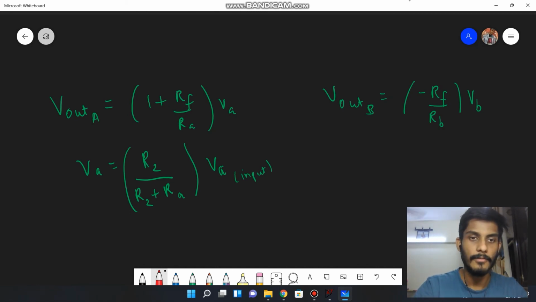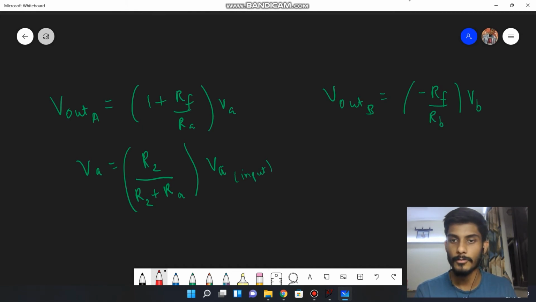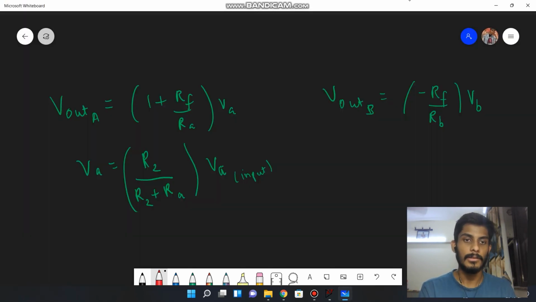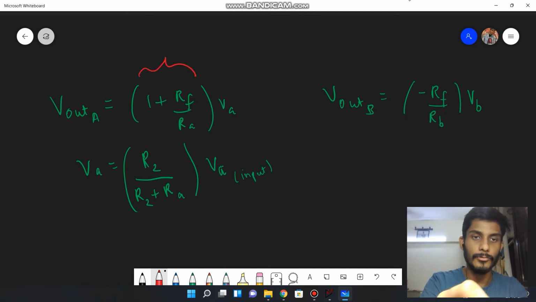So here we have 1 plus Rf by Ra into Va, which gives us the Vout A. And in order to get Vout B, we have minus Rf by Rb into Vb. Let us now substitute the values of Rf and Ra into the equation. We are taking Rf, Ra, and Rb as 10 kilo ohms because we want the coefficient of VA and VB as 1. As we know, to get the coefficient, we take the ratio of Rf and Rb, and Rf and Ra. So we have 10K upon 10K is equal to 1. Therefore, we have this value as 2.